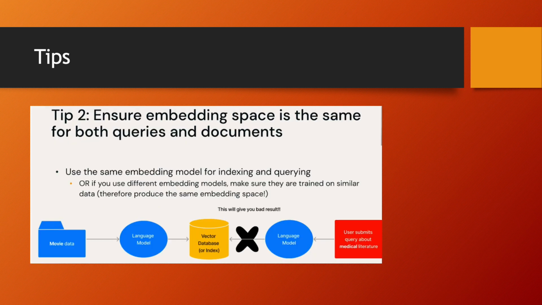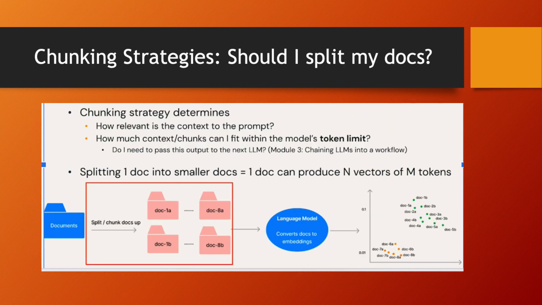Here's tip number 2. Ensure embedding space is the same for both queries and documents. Use the same embedding model for indexing and query. Or if you use different embedding models, make sure they are trained on similar data, and therefore produce the same embedding space. For example, with movie data, you consult LLMs, and it produces the embeddings which are stored in vector databases. It will give you bad results if the user asks questions about medical literature, and you can see why.